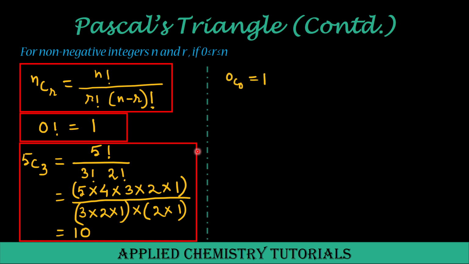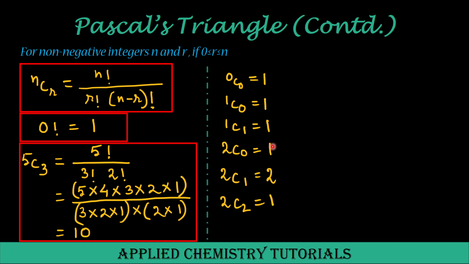So with that we can calculate other values as well. So 0C0 equals 1. For index 0, we know that (a + b) to the power 0 equals 1, and the coefficient of that term is 1. So instead of 1 we can rewrite it as 0C0. Similarly, for index 1, (a + b) to the power 1 equals a + b. So the coefficient of a is 1 and the coefficient of b is also 1. So we can rewrite them as 1C0 and 1C1 instead.